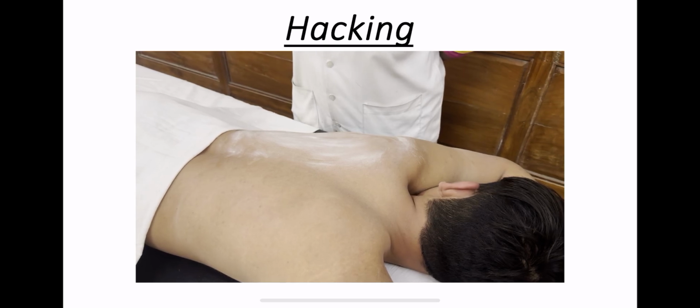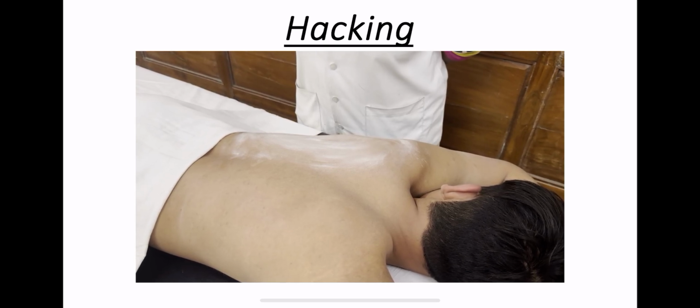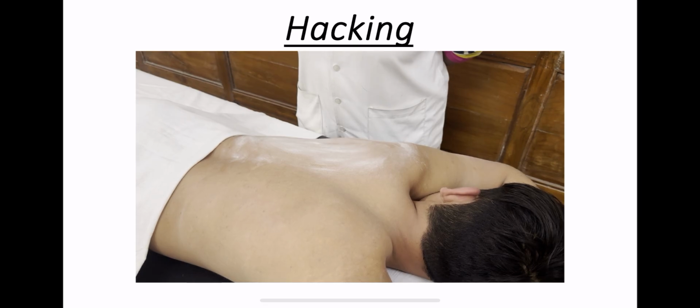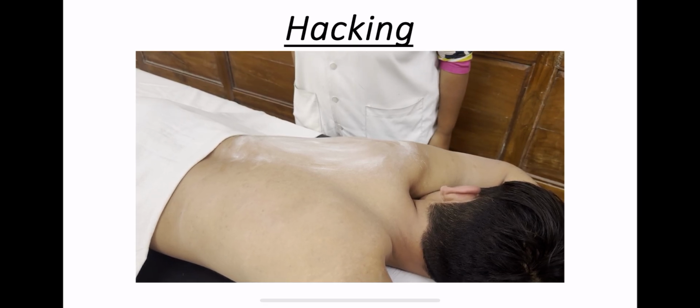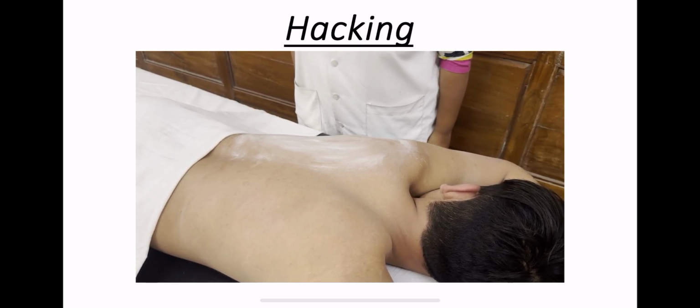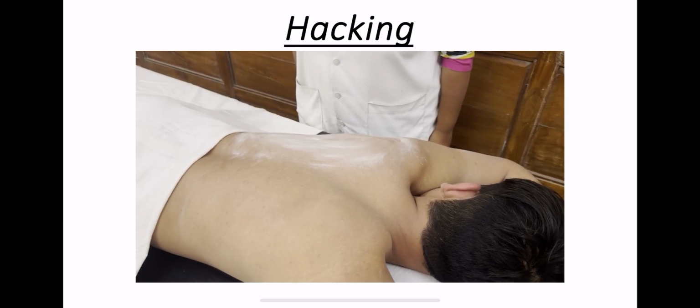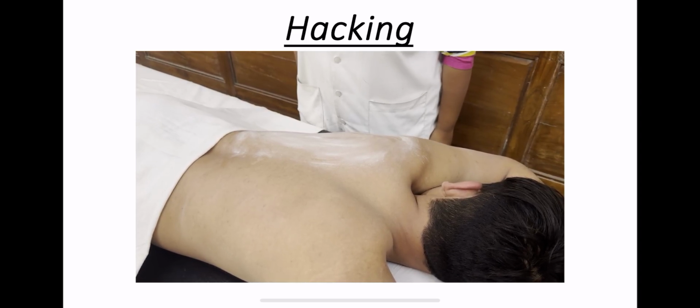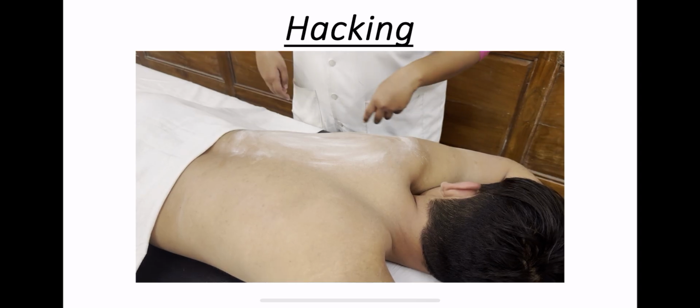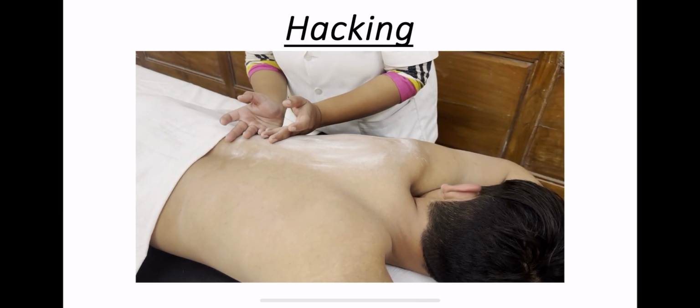Hacking. In this percussion technique, only the ulnar border of the medial three fingers is used to strike the skin. The fingers are held loosely apart so that the ulnar border of the middle, ring and little fingers come successively in contact with the skin during the strike. This produces a peculiar sound. The hand should be completely relaxed with the fingers held loosely apart.